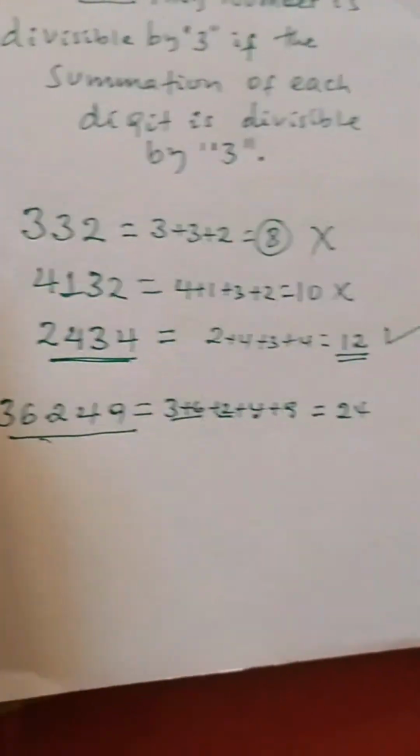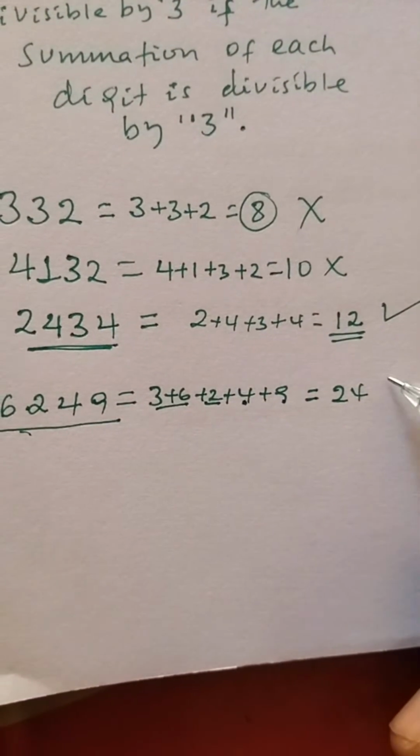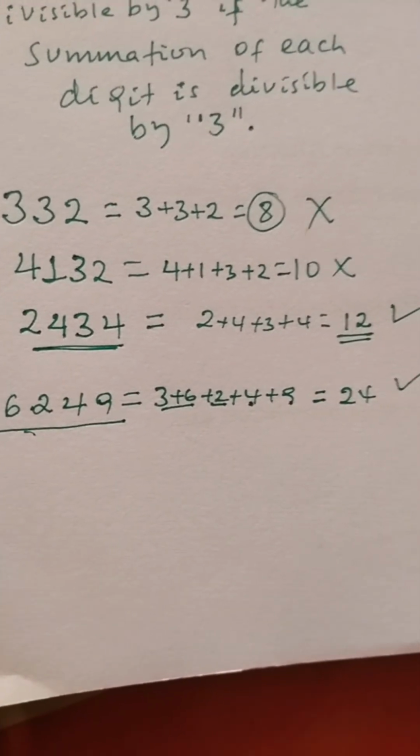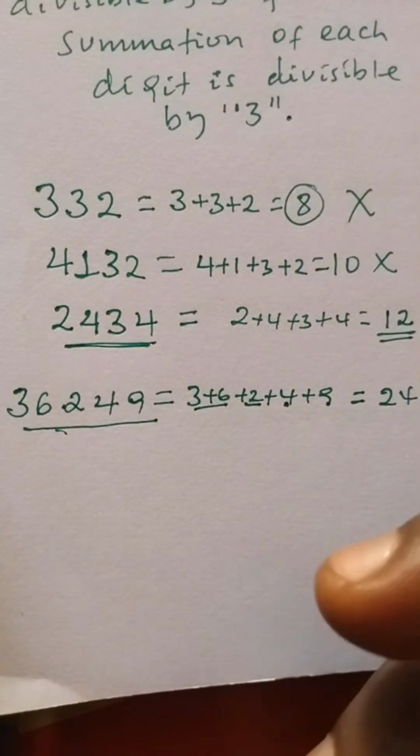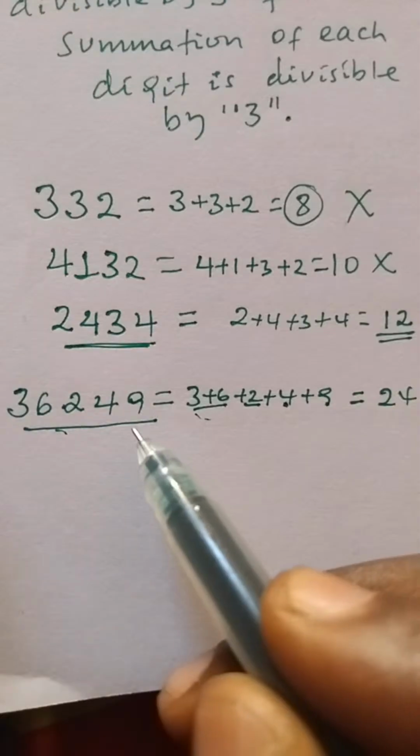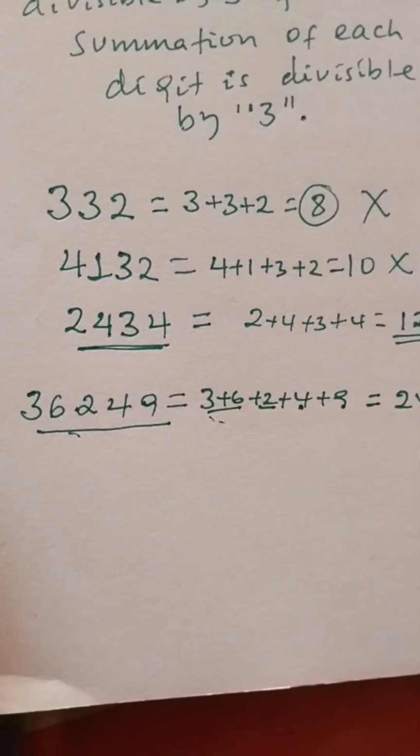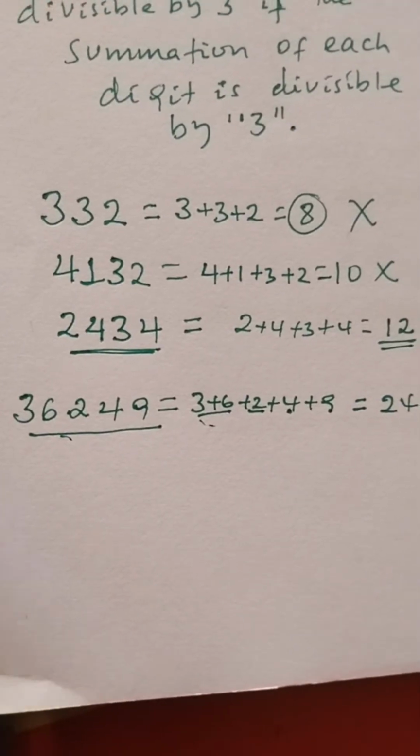Yes, 24. 24 is divisible by 3. Yeah, it is divisible by 3. So 36,249 is divisible by 3. So this is how we test divisibility.